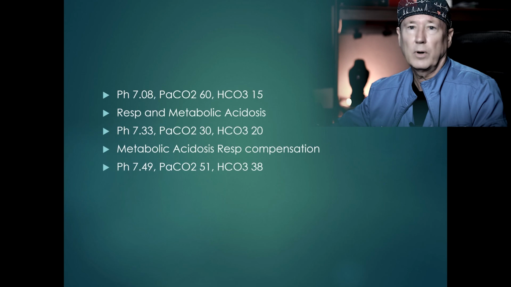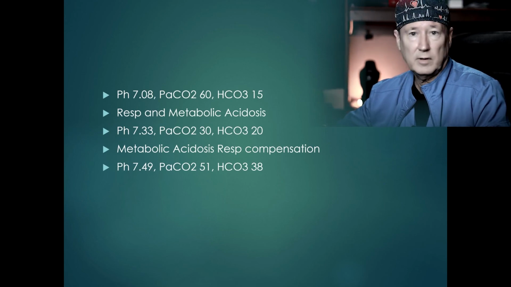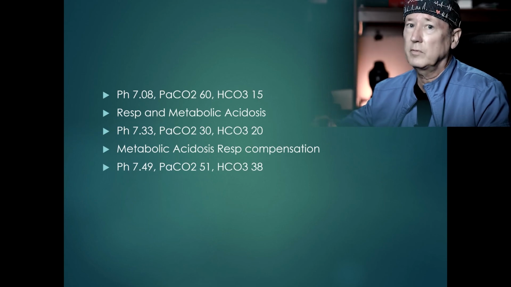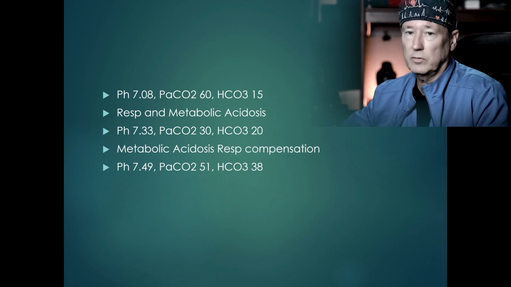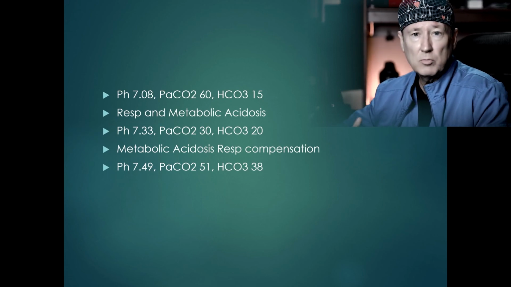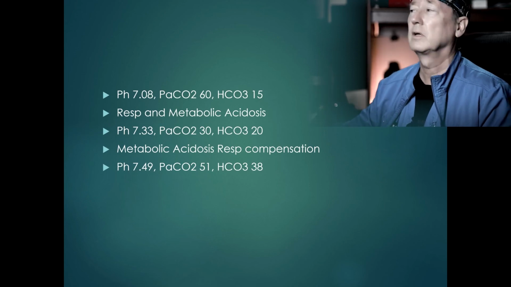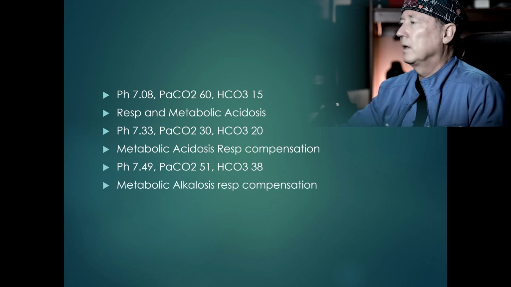A pH of 7.49, alkalotic. Will a high CO2 cause alkalosis? No, a high CO2 causes acidosis. So the CO2 is compensating, respiratory compensation. It's got to be metabolic alkalosis. Well, we have too much bicarb, too much stuff neutralizing acid. Does that make the pH go up? It sure does. Metabolic alkalosis with respiratory compensation.